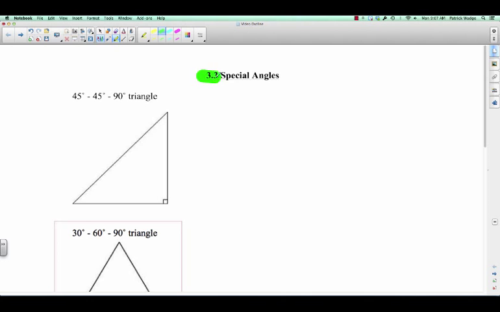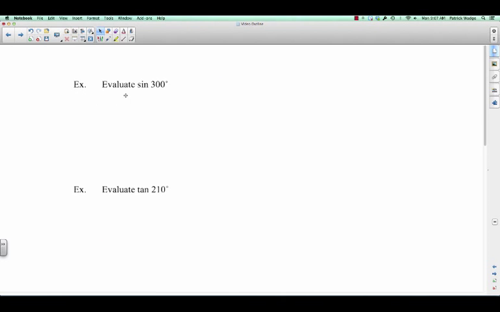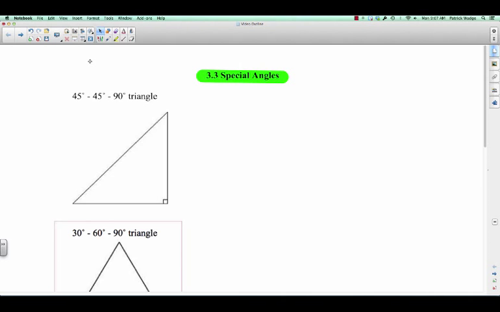Section 3.3 is on special angles, and our goal in this section is to be able to answer questions like this. Find or evaluate the sine value for 300 degrees. How much is sine of 300 degrees? Well, it doesn't sound hard. Just pick up your calculator, right? No, we're going to learn how to do it without a calculator. In order to do that, we're going to use some special triangles.